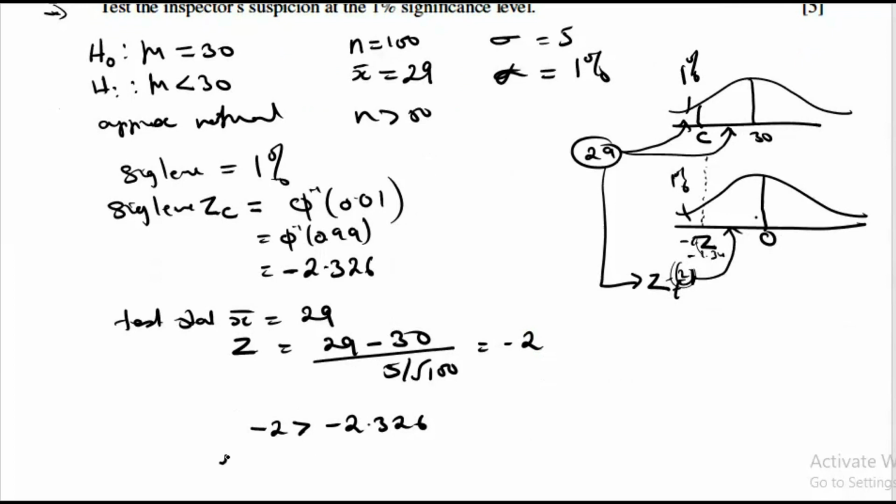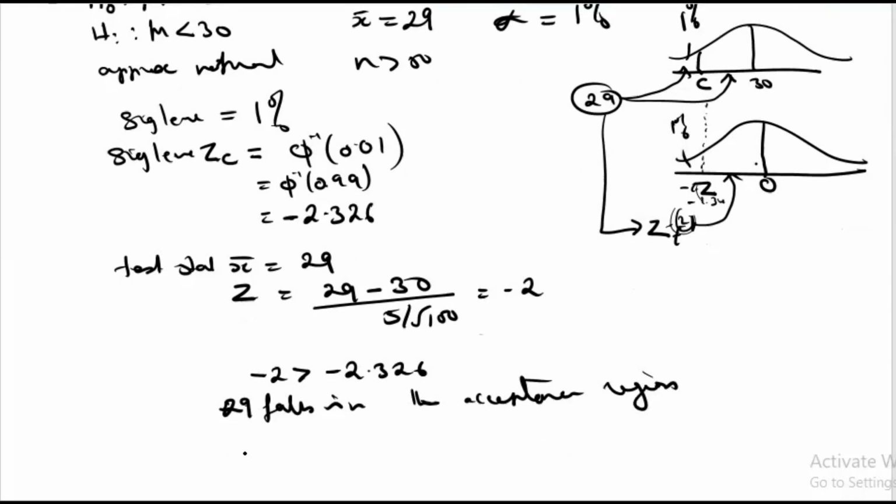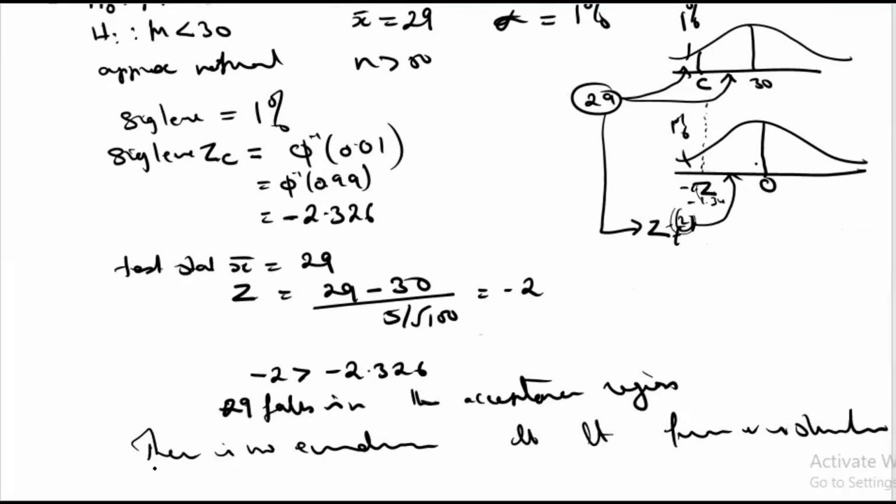Therefore, 29 falls in the acceptance region. So as it is falling in the acceptance region, we can say that there is no evidence that the firework is shorter than 30 seconds.